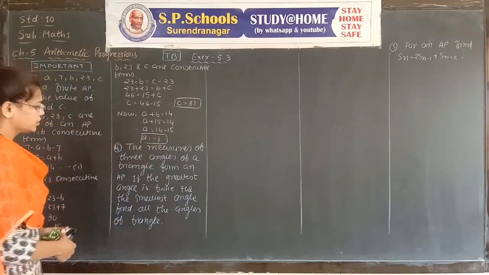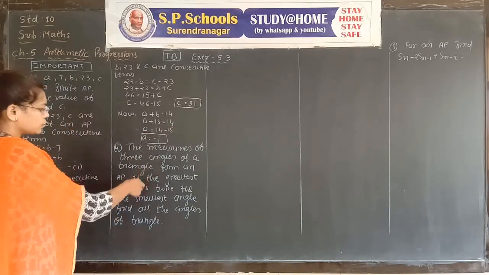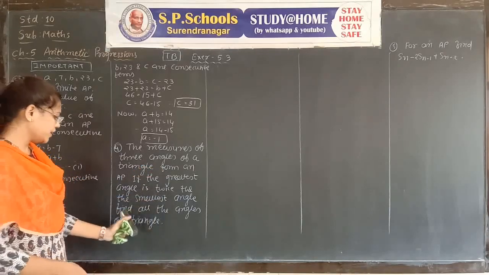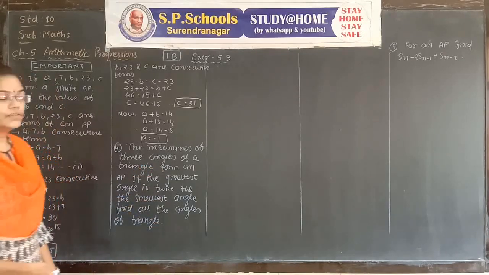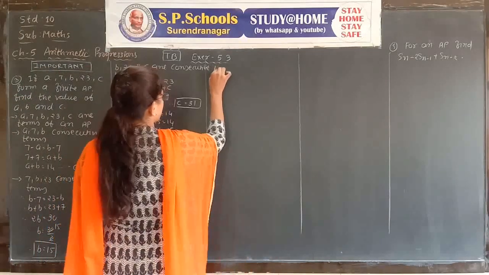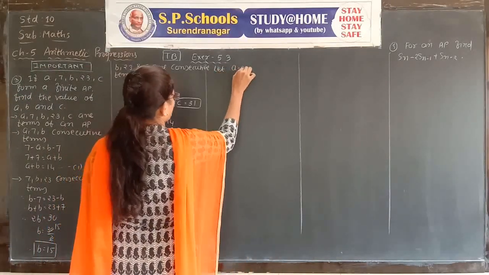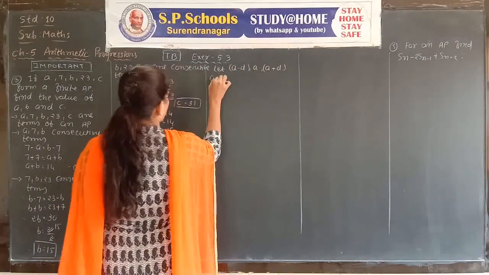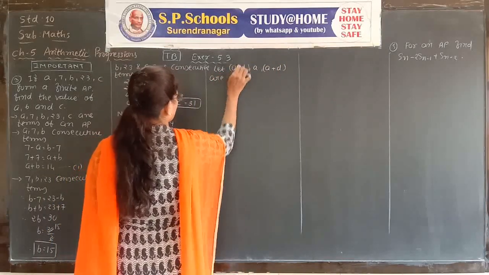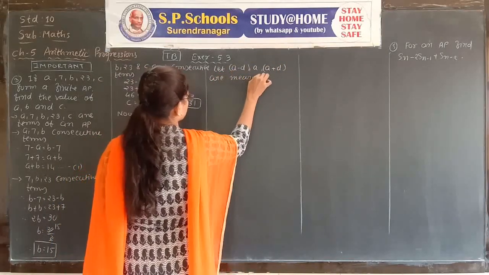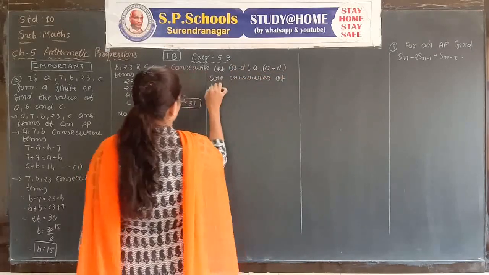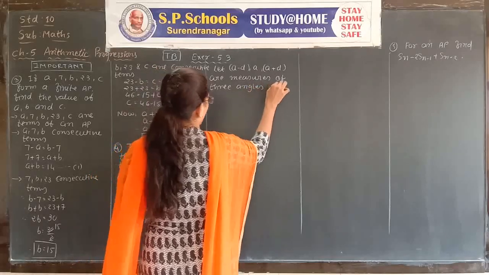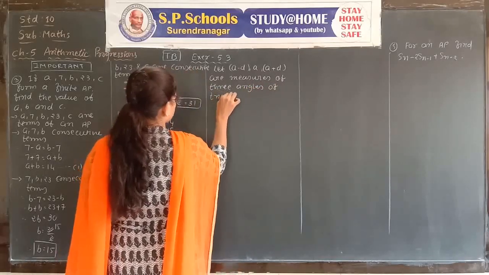Now see the next, fourth number. The measures of three angles of a triangle form an AP. If the greatest angle is twice the smallest angle, find all the angles of the triangle. First of all, assume this. What are the three angles? Let A minus D, A, A plus D be the measures of the three angles of the triangle.